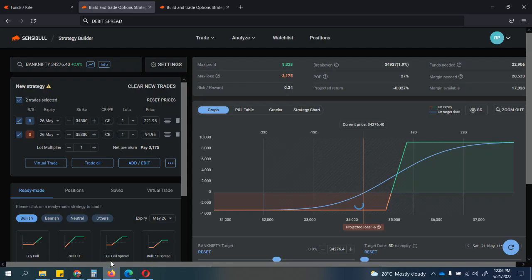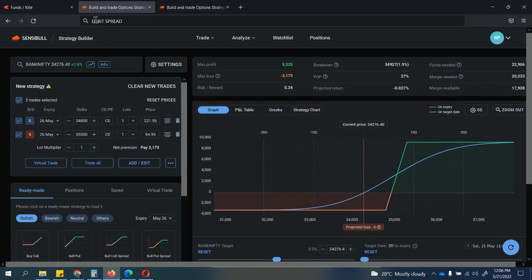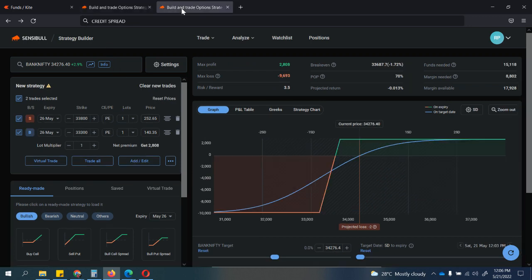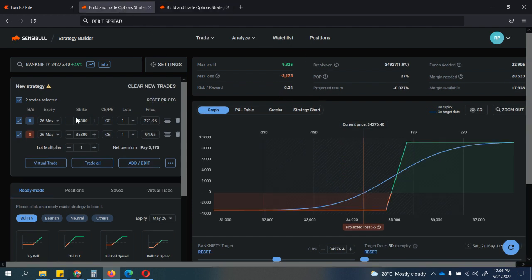Let me take you back to today's topic. We will be discussing the difference between debit spread and credit spread from almost all the aspects, all the parameters. Okay, this is my debit spread. I'm showing you. See, debit spread.